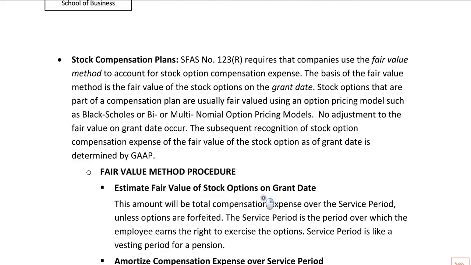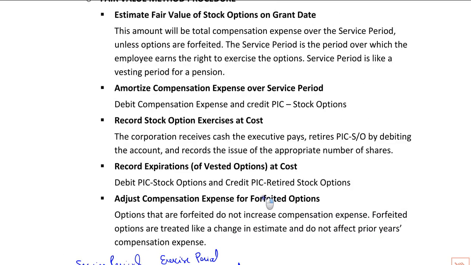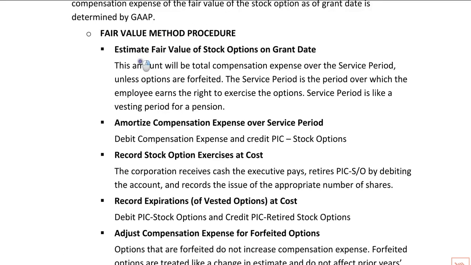Okay. So we're going to be given a fair value of the stock options on the grant date. We're going to amortize the compensation expense over the service period. So the total fair value of the stock options on the grant date is going to be amortized over the service period. Then if any options are exercised during the exercise period, we record them. And then if any expire, we record that on the date of expiration.